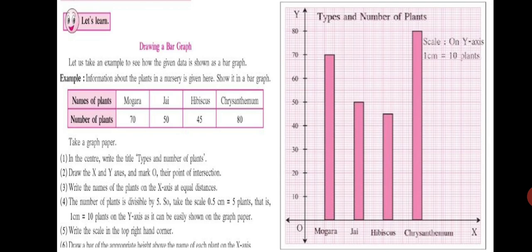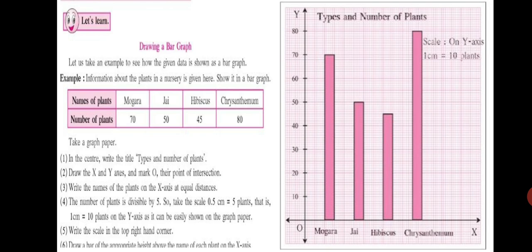Then step number 4, the number of plants we have to see is divisible by which number? It is divisible by 5. So take the scale. 1 centimeter is equal to 10 plants. Now what they have done here? 0.5 centimeter is taken as 5 plants. So 1 centimeter comes to 10 plants.